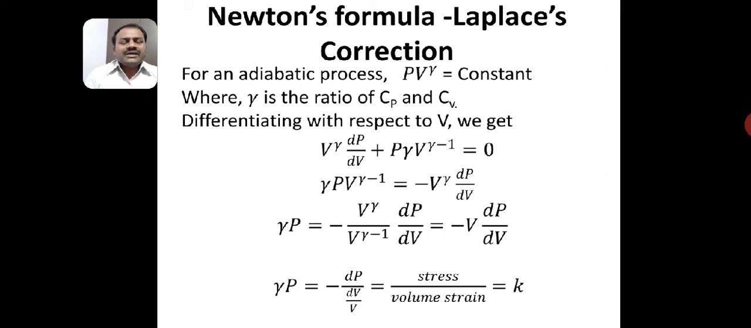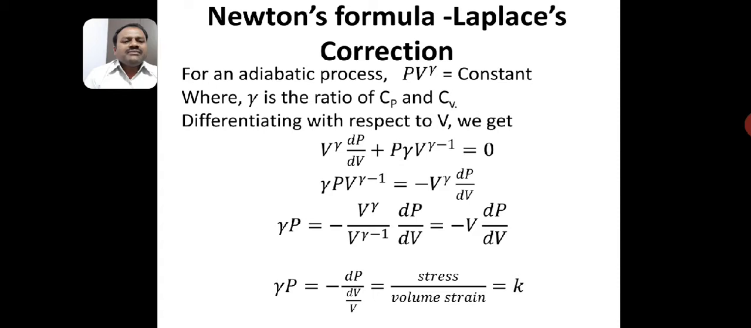Now we know that for an adiabatic process, P into V power gamma is equal to constant, where gamma is the ratio of specific heat capacities of the gas at constant pressure and constant volume. Differentiating PV power gamma equal to constant with respect to V, we get V power gamma into dP by dV plus P into gamma V power gamma minus 1 equal to 0. Taking the first term to the right hand side, we get gamma P into V power gamma minus 1 equal to minus V power gamma into dP by dV. Cross multiplying V power gamma minus 1, we get gamma P equal to minus V power gamma by V power gamma minus 1 into dP by dV.